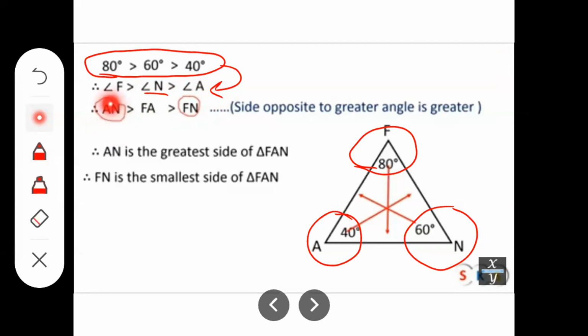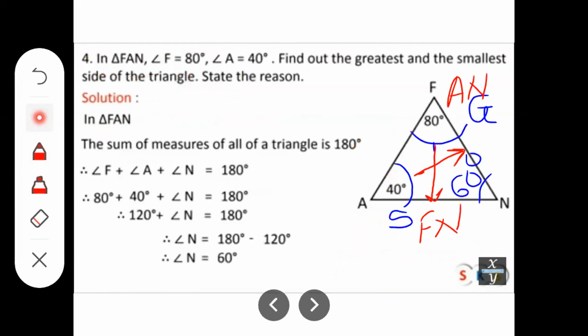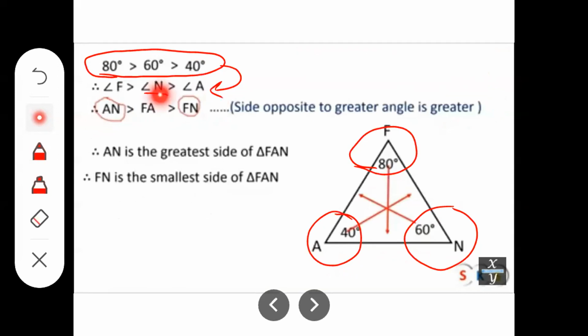The side opposite to angle F is AN. Just as we discussed, the side opposite to the greater angle is greater, so AN. The side opposite to angle N is side FA.